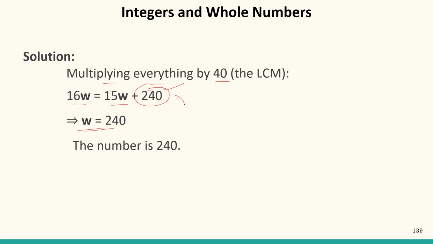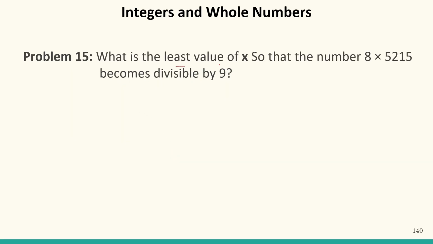So how to solve from this to this? Let's try to negate 15W on both sides. So 16W minus 15W is equal to 15W minus 15W plus 240. What we can see here is that this is equal to 0 cumulatively. So W is equal to 240. Okay, we can conclude this. So the number is 240.